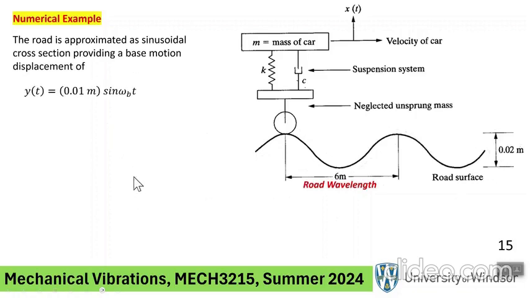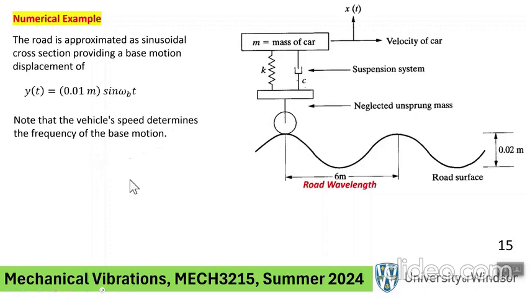Based on the information that's given, first of all, big Y is right here. You can see that it is half of that, so 0.01 times sine omega_b t. Suppose the road is approximated with a sinusoid like this. The only thing is that we have to calculate what this omega_b is. Some information is given here, for example the wavelength, and the velocity of the car also has an effect on this omega_b.